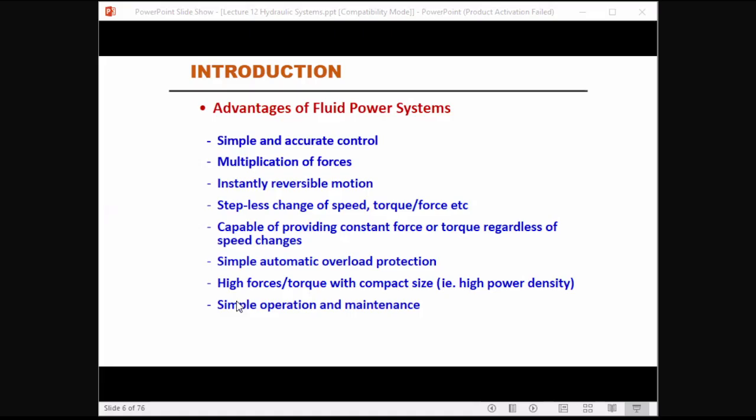Then when you use hydraulic oil or something, wearing is reduced in our machine parts. But a maintenance process is required. Okay, maintenance is required for this system, but simple operation is okay.